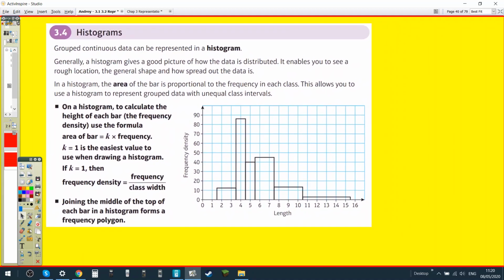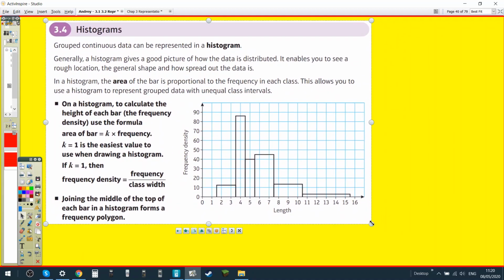Okay, histograms. You remember them from GCSE, I'm sure. They are rectangles. Base times height equals area. Class width times frequency density equals frequency. Same idea.